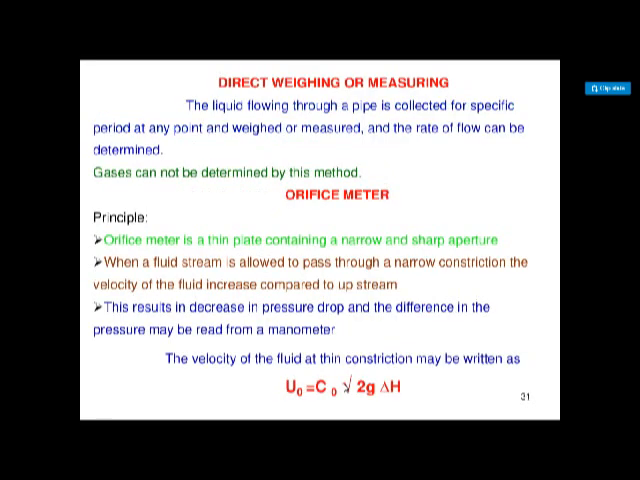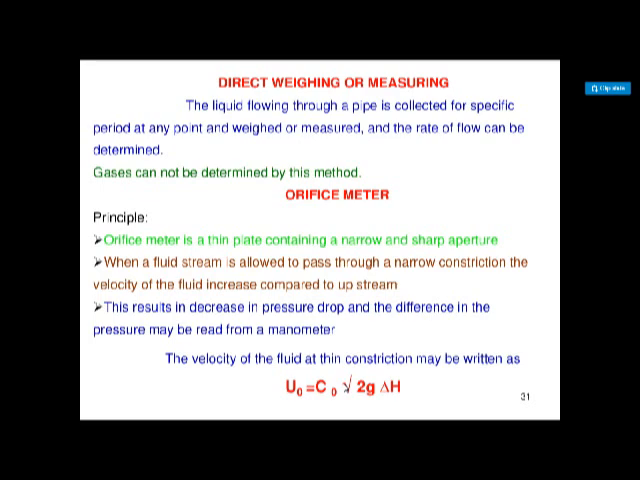In the direct weighing or measuring method, the liquid flowing through a pipe is collected for a specific period at any point and it is weighed or measured. The rate of flow can be determined by directly weighing and measuring. But we cannot use this method for gases. Then the flow meters can be used.